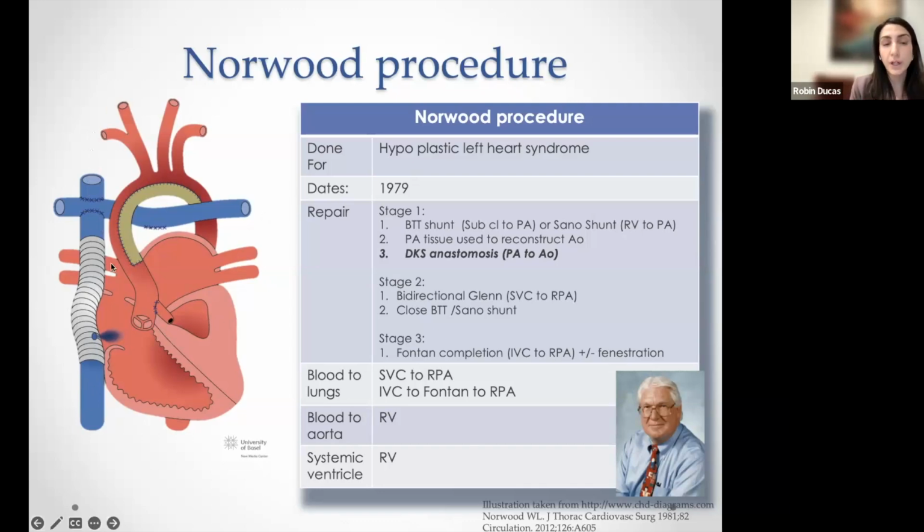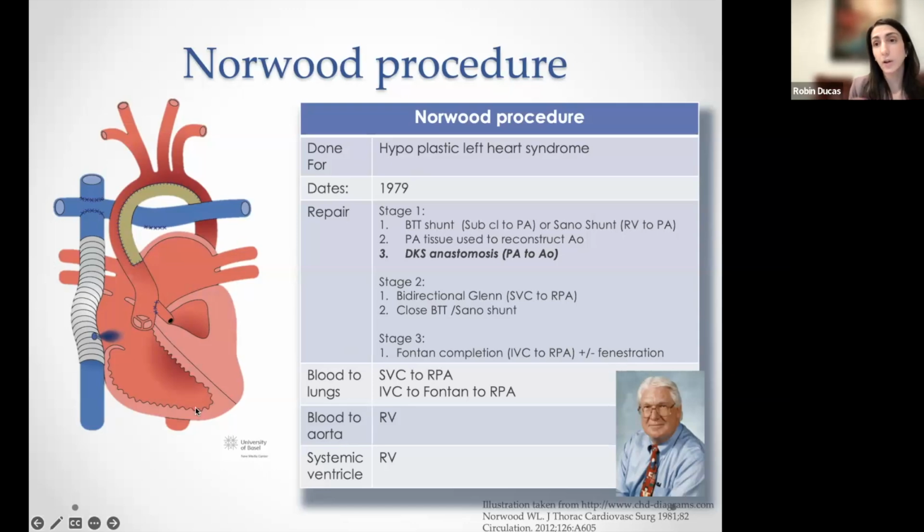There is a reconstruction of the aorta. Typically, the aorta in these patients is hypoplastic, so they use the pulmonary artery to rebuild the aorta. And we'll usually see an anastomosis between the native aorta and the new aorta, which is the pulmonary artery. And so this connection here is known as a Damus-Kaye-Stansel connection, or DKS. And so that's something else that needs to be imaged because both outflow tracts can become regurgitant.